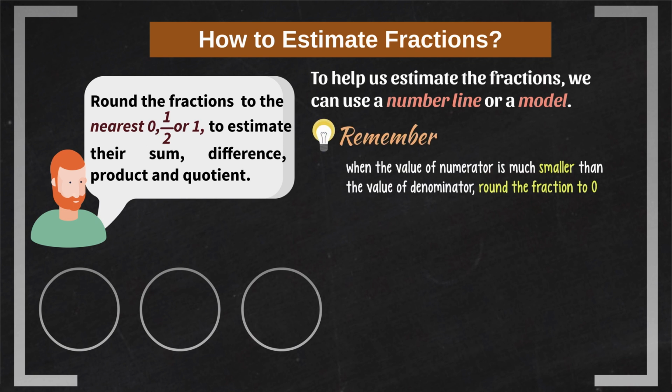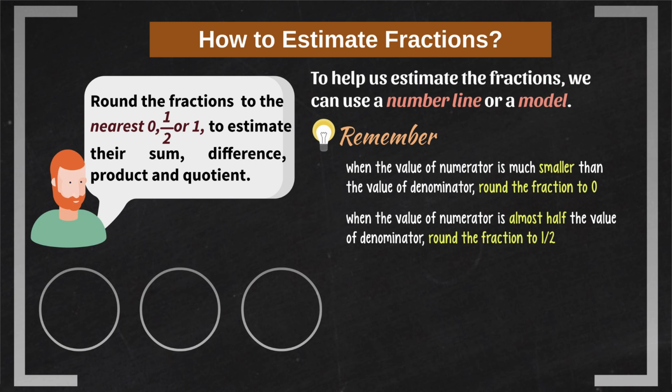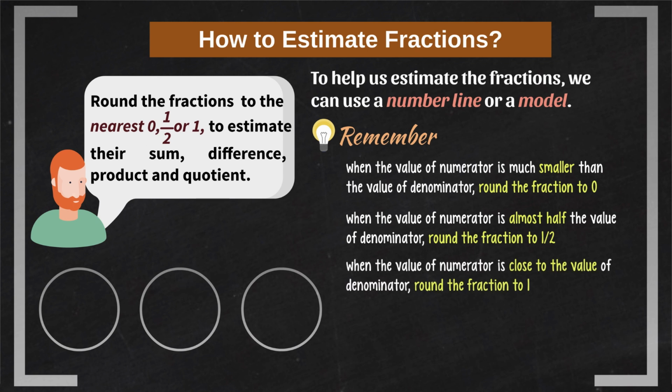Remember, when the value of a numerator is much smaller than the value of the denominator, we round the fraction to 0. On the other hand, when the value of the numerator is almost half the value of the denominator, we round the fraction to 1/2. Finally, when the value of a numerator is close to the value of the denominator, we round the fraction to 1. In order to understand the concept even more, let's have some examples of each situation we mentioned earlier.